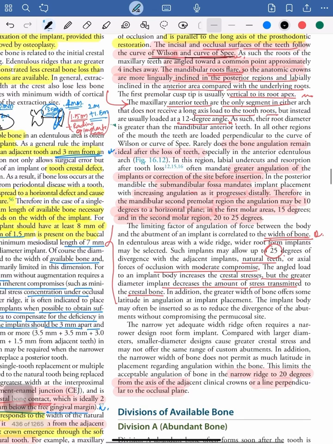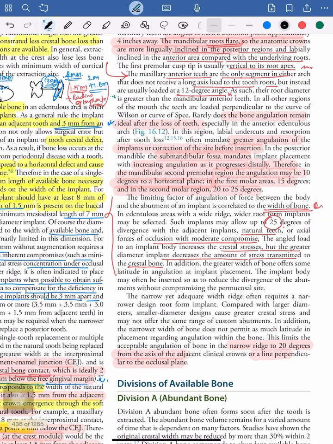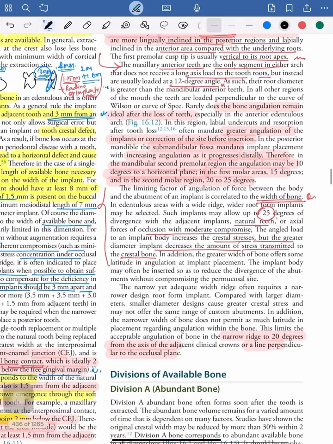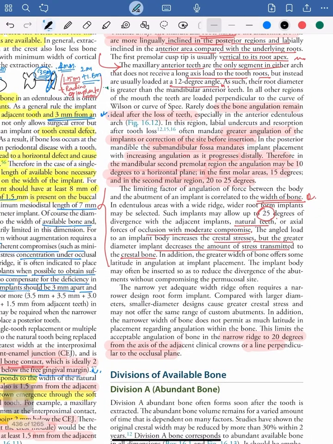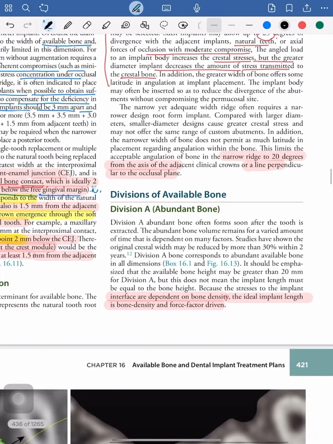Okay. So the same thing is given over here in the maxillary anterior region. There is some sort of angulation and it is not perpendicular to the occlusal surface. So in such cases, you have to be very careful while planning the implant. We will discuss it when we talk about the ideal implant position chapter. Okay, divisions of the available bone, division A, division B, C, CW, CH, we will discuss in our next lecture series.